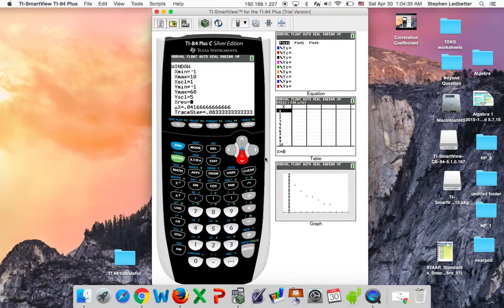Alright, now I'm going to hit graph. See, there it is. It looks nice and clean, so I'm going to hit graph. When I hit graph, there's my plots. Now I have my data here.